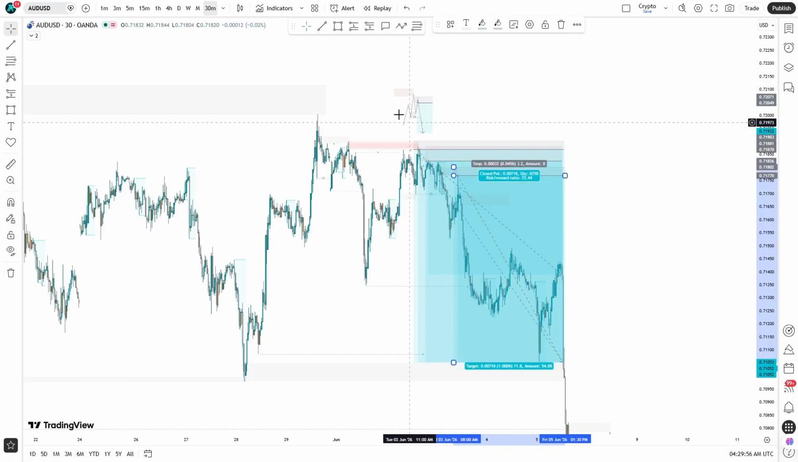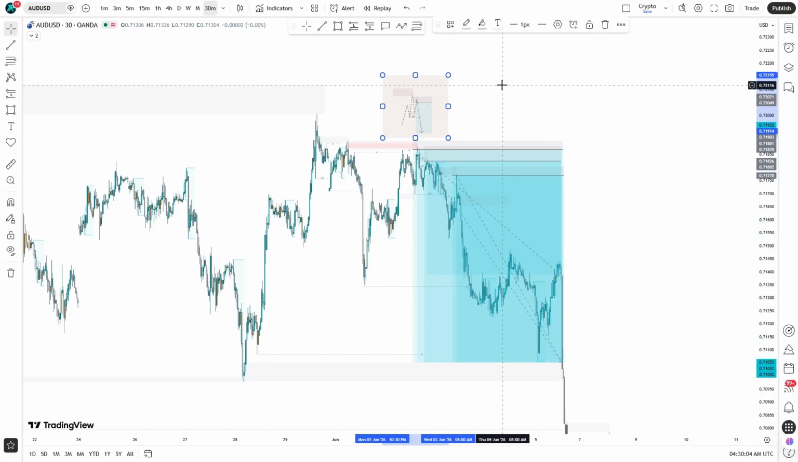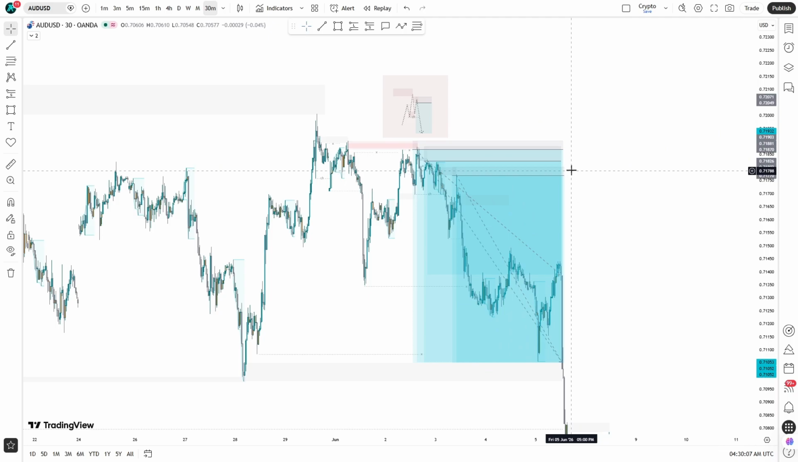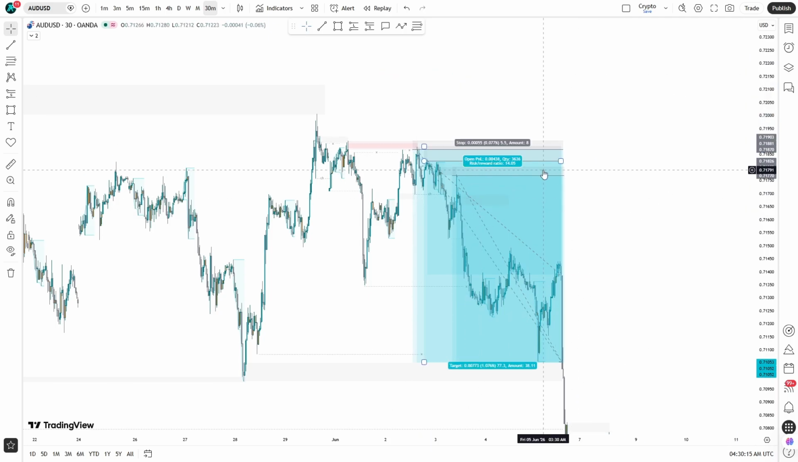Having in mind that this flip entry here was a very risky type of entry. That's this one. So that's it for this particular part. Let's go over to the next trade.